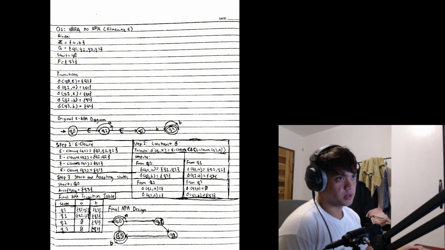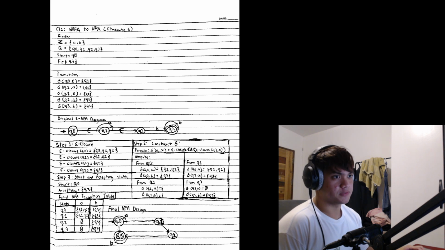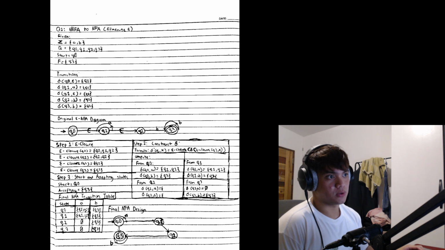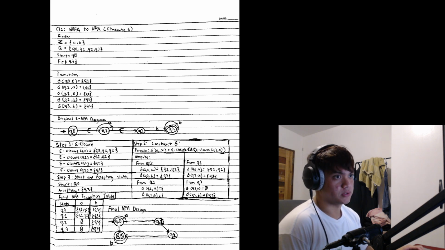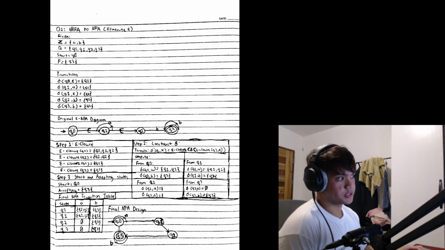Step 1. Compute epsilon closures. Epsilon closure of a state includes the state itself plus all states reachable via epsilon transitions. For Q0, starting with Q0, we can reach Q1 via epsilon, then Q2 via another epsilon. So epsilon closure of Q0 is Q0, Q1, Q2. For Q1, we can reach Q2 via epsilon. So epsilon closure of Q1 is Q1, Q2. For Q2 and Q3, no epsilon transitions. So their epsilon closures are just themselves.